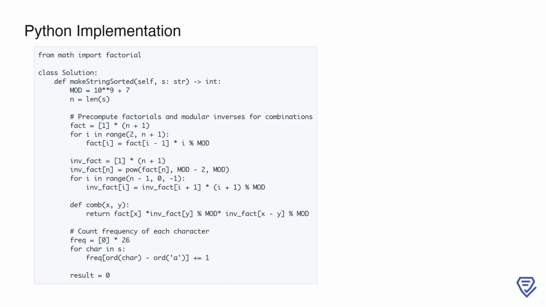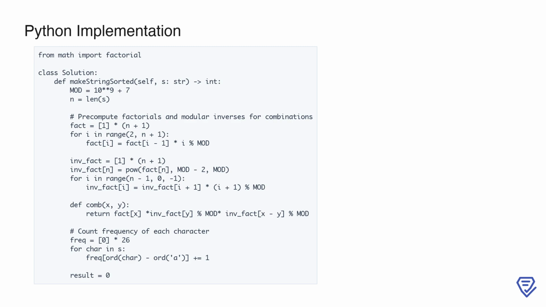To solve the problem of finding the minimum number of operations to make a string sorted, we start by importing the factorial function from the math module. We then define our solution class and the method makeStringSorted, which takes the input string s. Inside the function, we first set up a constant mod, which is 10 to the power of 9 plus 7, to ensure our calculations remain within the bounds of modular arithmetic.